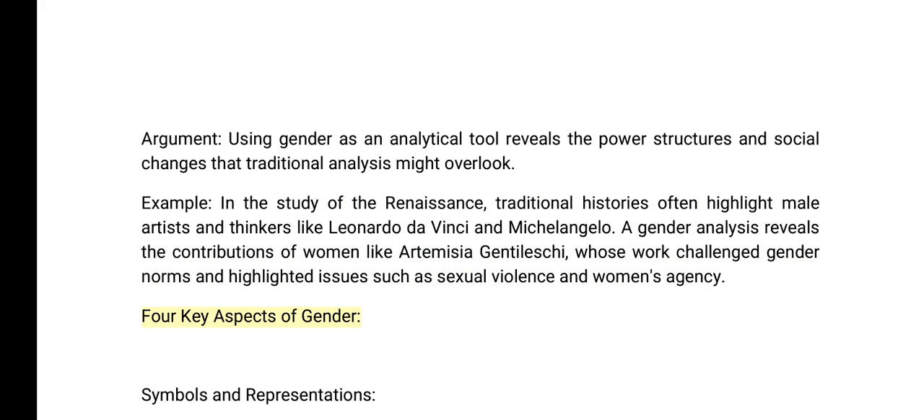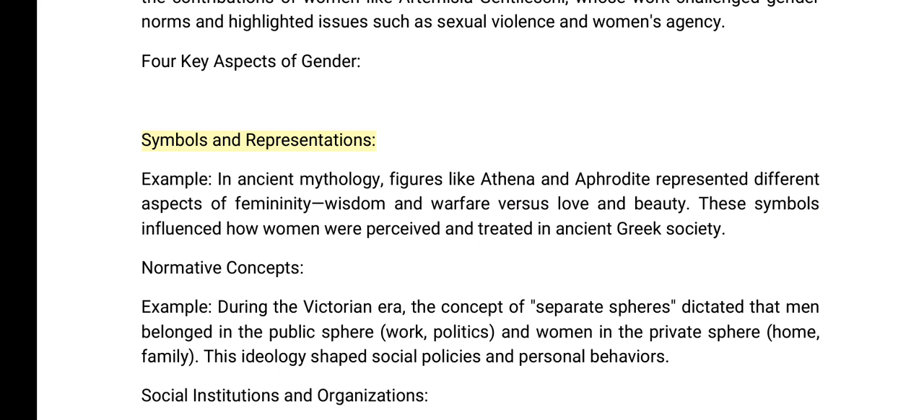4 key aspects of gender. Symbols and representations. Example. In ancient mythology, figures like Athena and Aphrodite represented different aspects of femininity, wisdom and warfare versus love and beauty. These symbols influenced how women were perceived and treated in ancient Greek society.